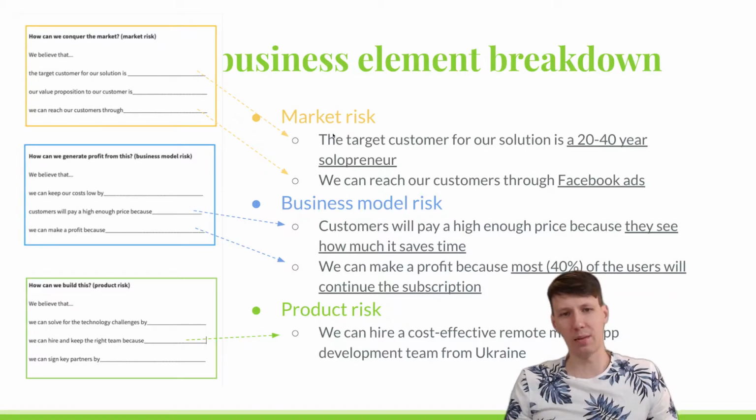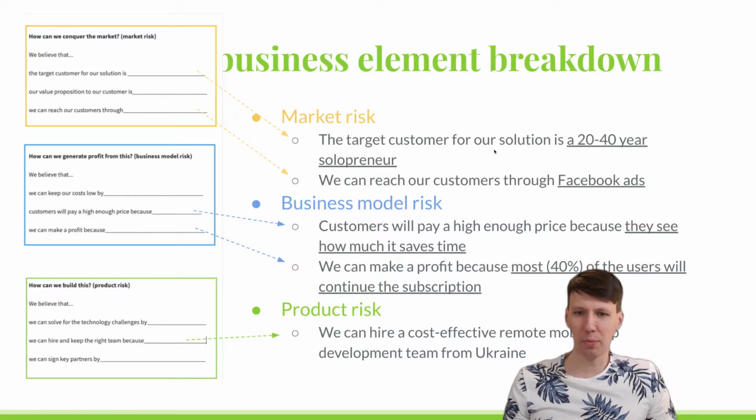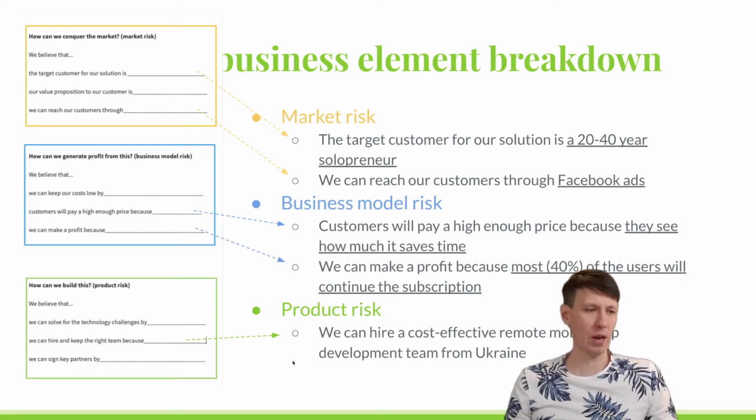Anyway, for example here, the market risk: the target customer for our solution is a 20 to 40-year-old solopreneur. Or, the marketing channel risk: we can reach our customers through Facebook ads. And the same with business model: we can make a profit because most users will continue the subscription, or they are willing to pay high enough money because it's a great time saver. Or product risk: we can hire a cost-effective remote mobile app development team from Ukraine. And these are just examples, and next I'm going to show how to prioritize this.